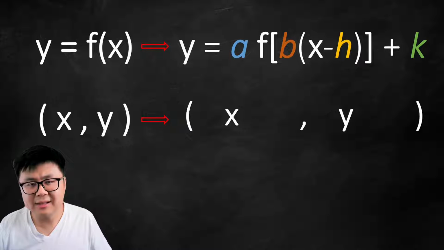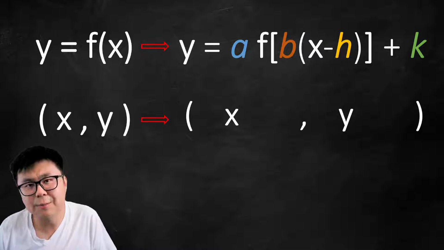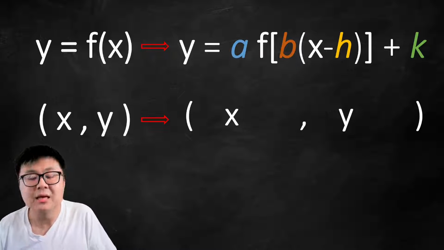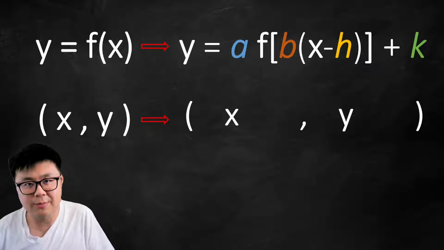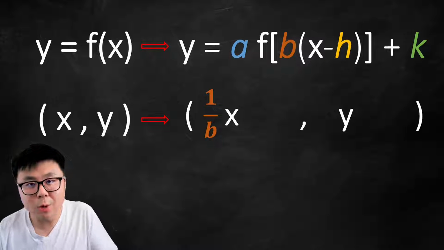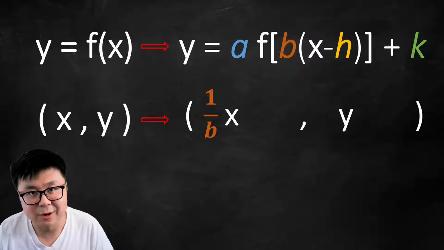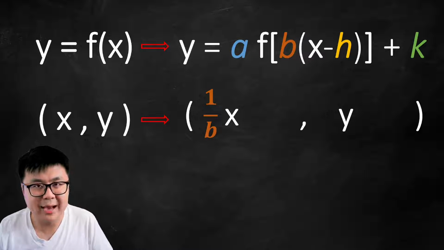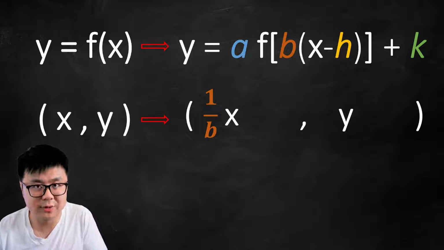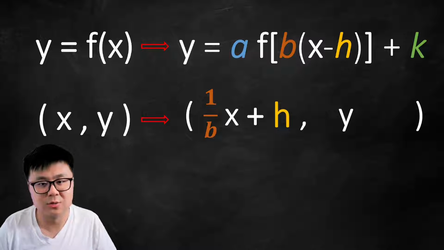So starting with the letter b, we know b applies to the letter x because it's a horizontal stretch. But we also know b is tricky because b is always doing work as a factor of 1 over b. So it's actually the 1 over b, or the reciprocal of b, that we multiply to our x values to horizontally stretch. The letter h also applies to x in the sense that it is a horizontal translation, and we're going to add the h value, whatever it is, onto the x.